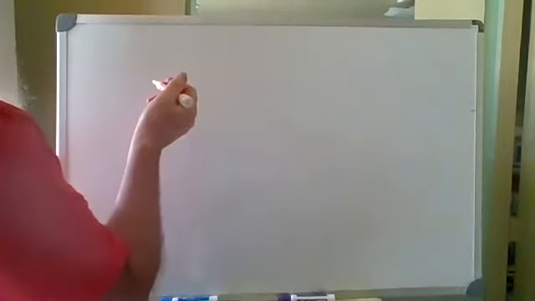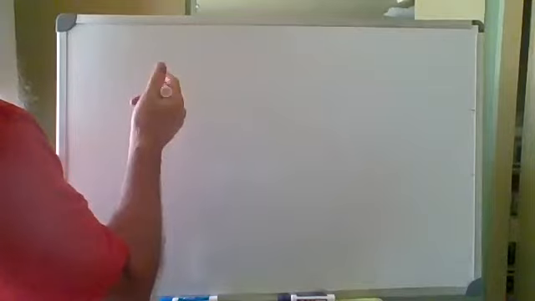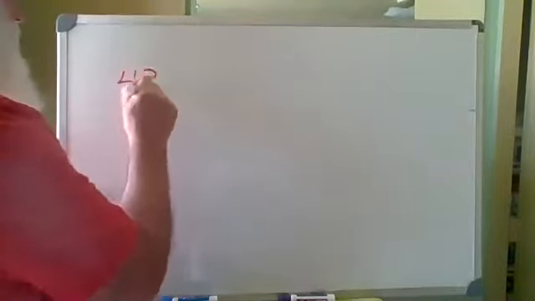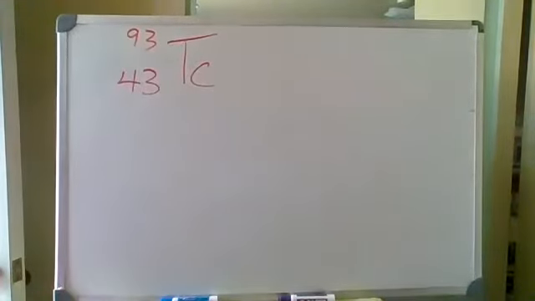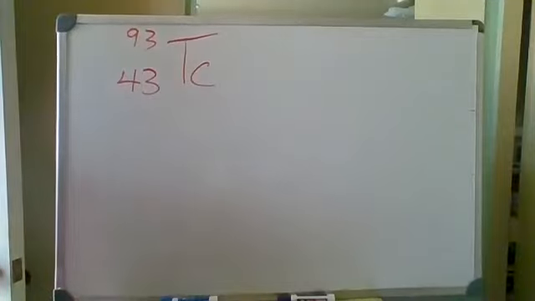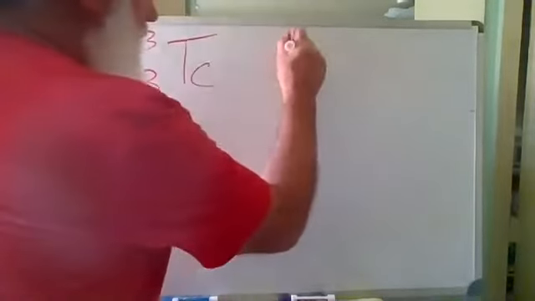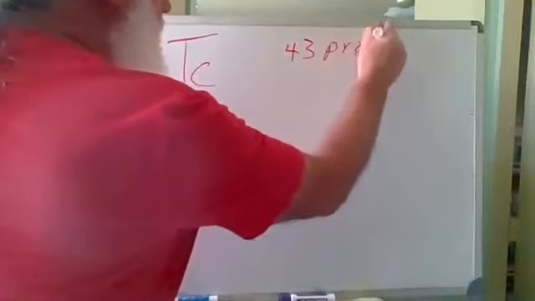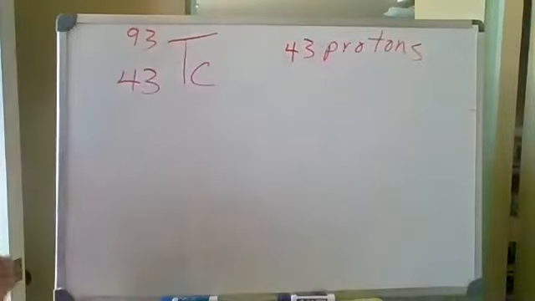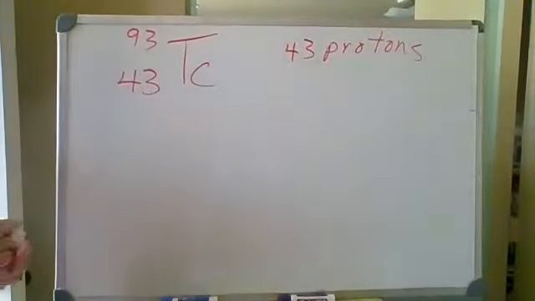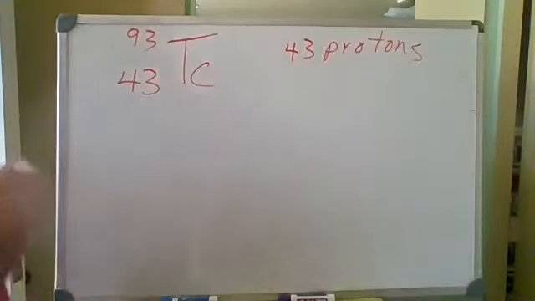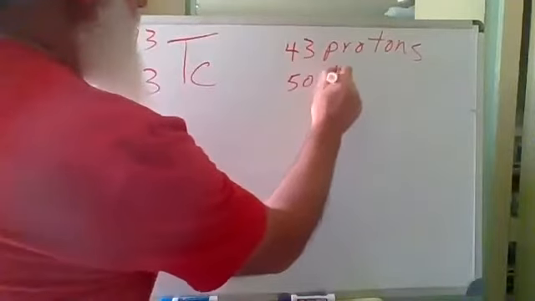So let's look at how many protons are in that? 43. 43 protons. Very good. And how many neutrons? Actually, I meant to write 99, but that's okay. We'll go with 93. How many neutrons? It's 50. 50 neutrons.